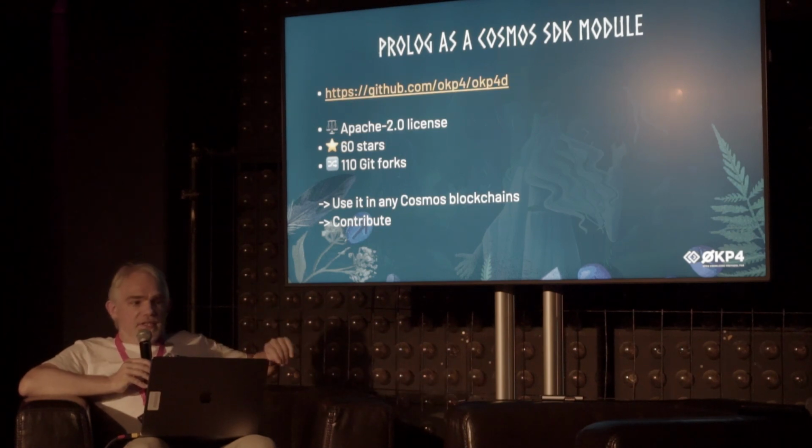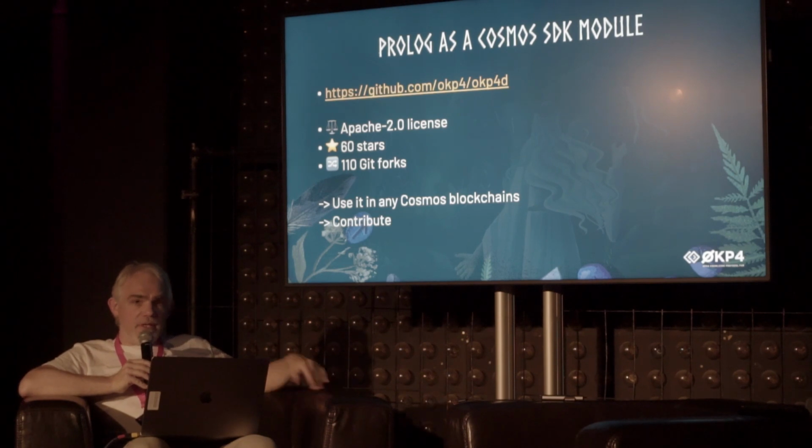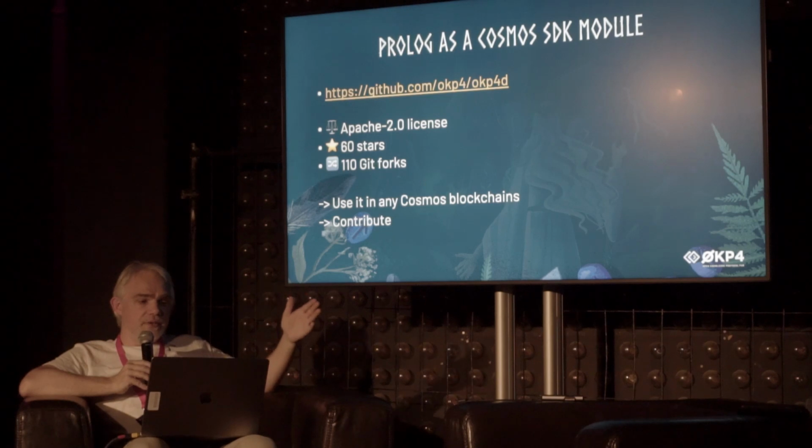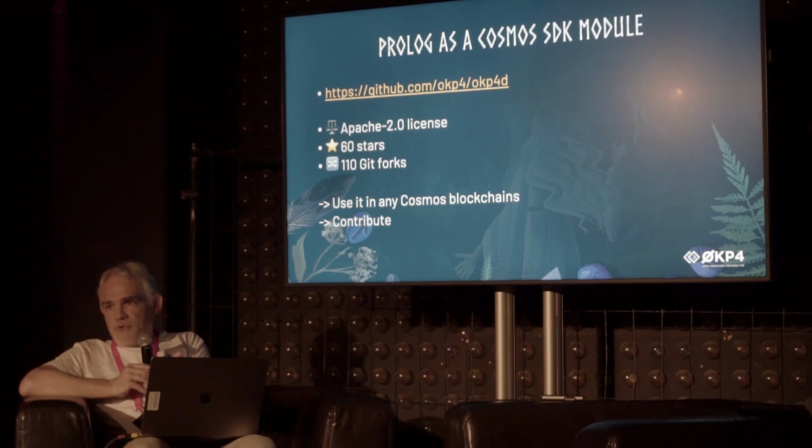Okay, so this is the Cosmos SDK module released on GitHub, available under the Apache 2 license. If you like it, you can star it, you can contribute, you can use it now in the blockchain. If you think it's suitable for your needs, you can contribute, bring some new predicates, or improve the documentation. Anything is possible.